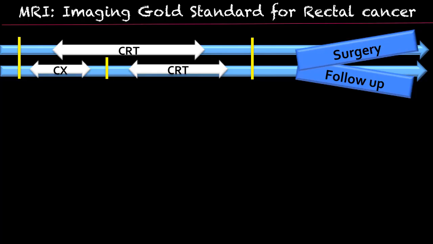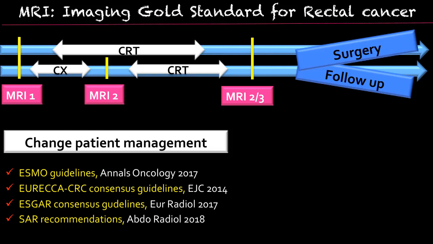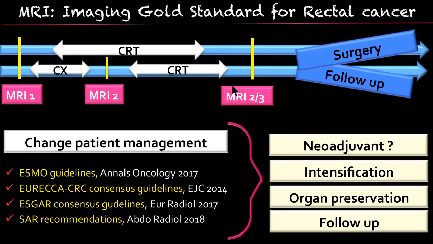So MRI is the imaging gold standard for rectal cancer because it completely changed patient management. At baseline, MRI will help select patients between neoadjuvant therapy or surgery. After chemoradiotherapy, MRI will decide the surgical approach, evaluate the response after treatment, and even replace the surgery in case of a complete response, in the era of the watch and wait approach.